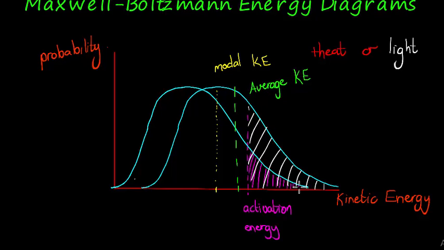So the probability of having successful collisions is much more, and it makes very common sense if you understand that all the particles have their kinetic energy increased. So the likelihood that some particles now fall above the activation energy must have increased as well. Okay, so that is one way in which we can increase the reaction rate, by increasing the probability of having successful collisions by adding heat or light to a system.